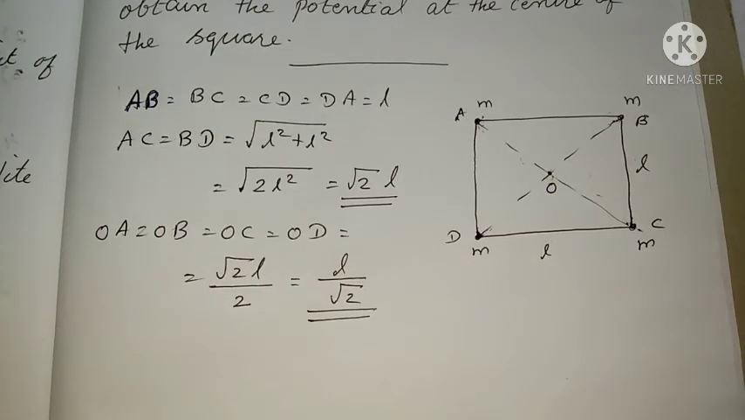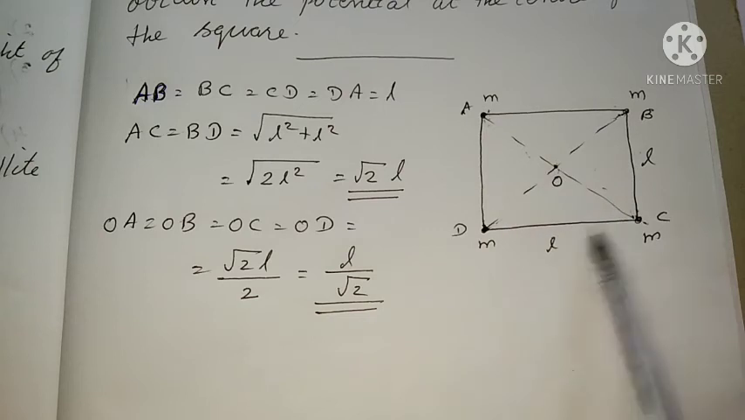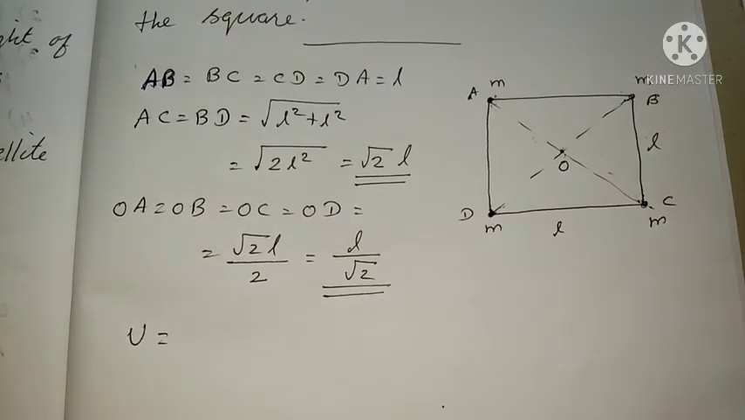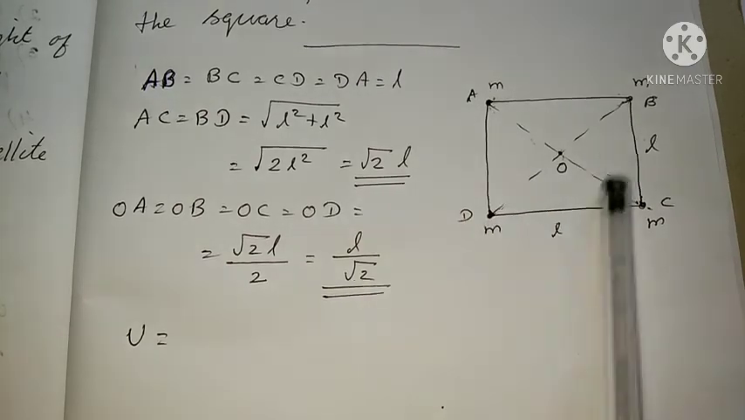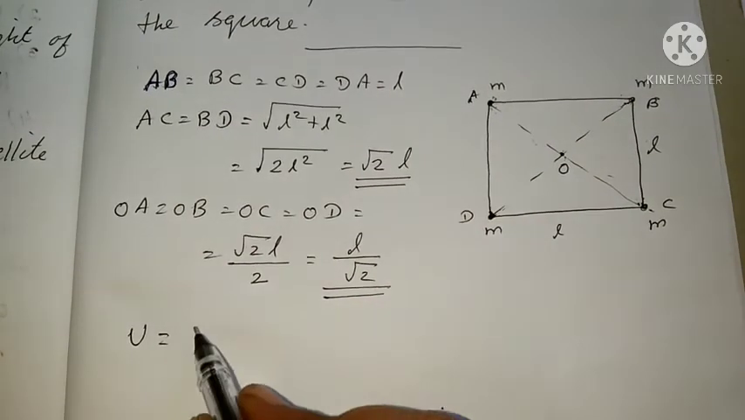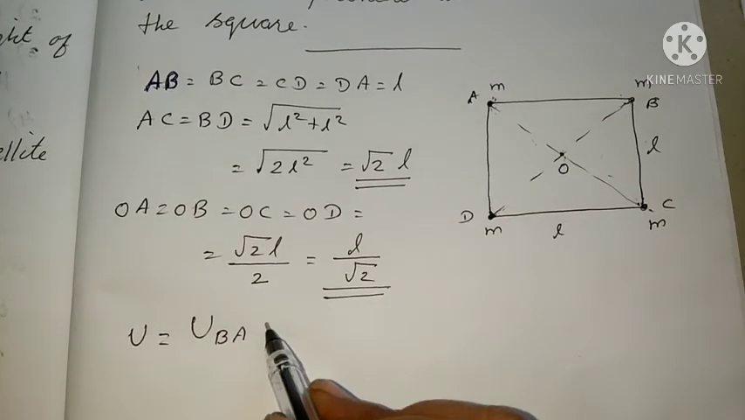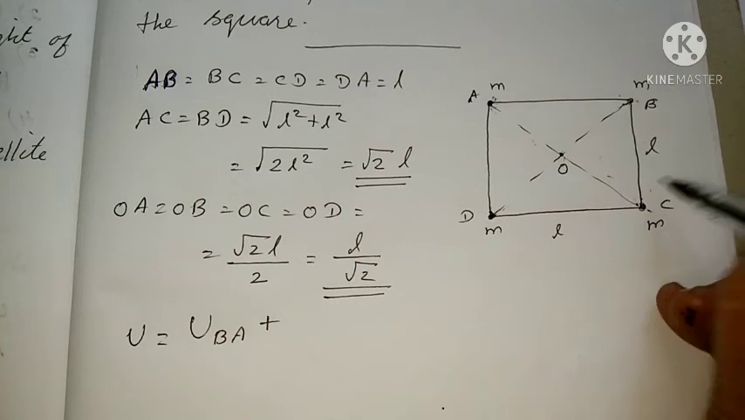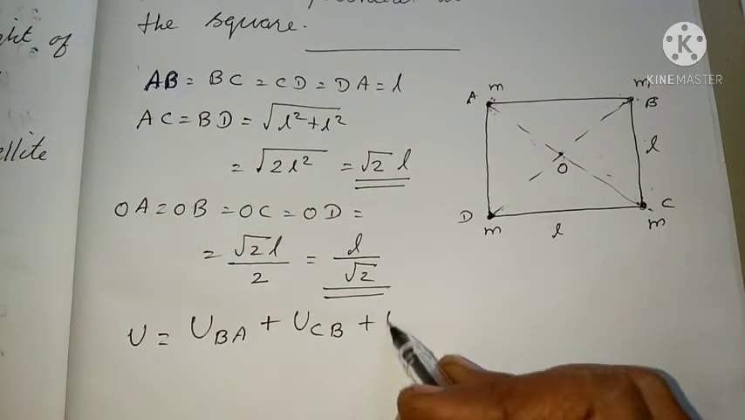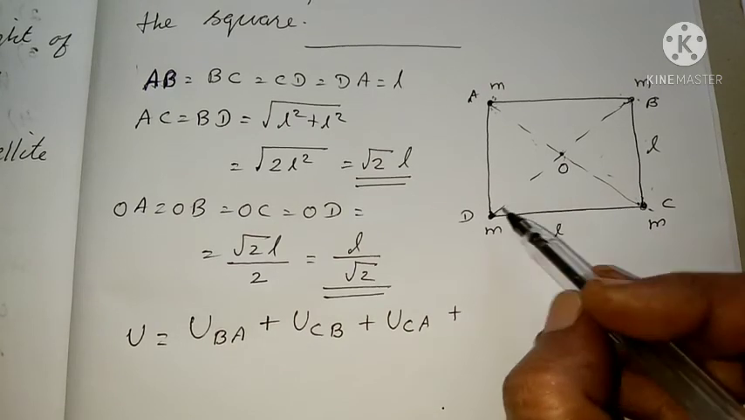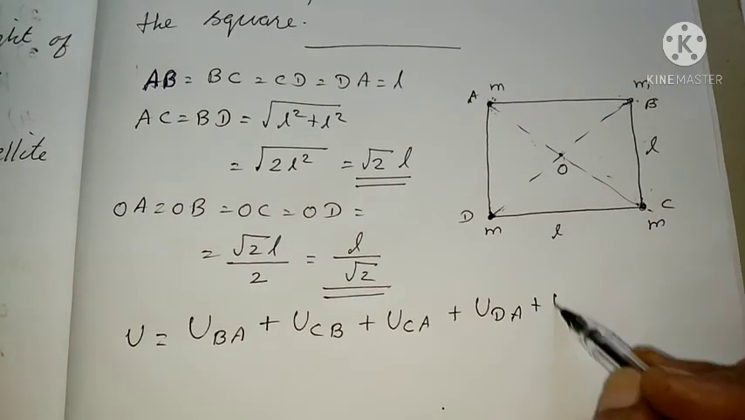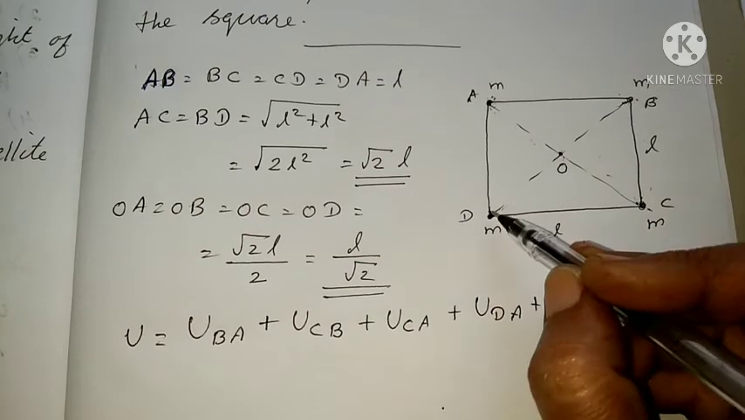Then according to the principle of superposition, the total potential energy of the system of particles, which we already studied in the theory, is represented by U. That is equal to the potential energy between these 2 points, we can write U_BA, plus the potential energy between these 2 points, U_CB, plus U_CA, plus U_DA, plus U_DB, plus U_DC.